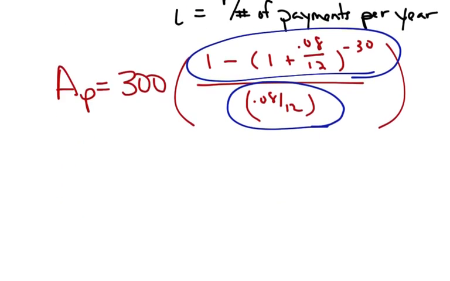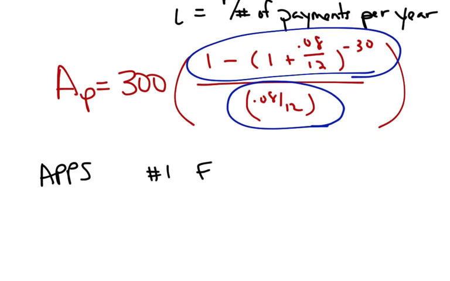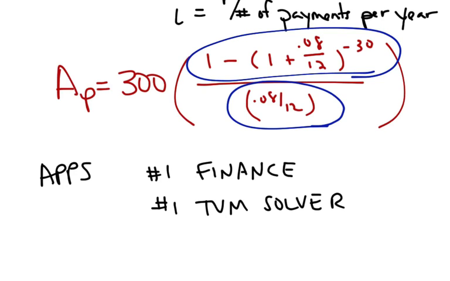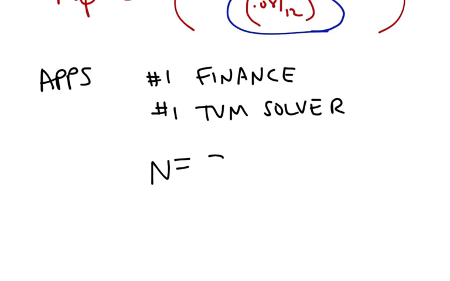In the calculator, we use the TVM Solver. So if you press apps, number 1 should be finance. You press enter. Then number 1 should say TVM Solver. So you press enter. N is the number of payments, so you'll put in 30. I% is your interest, not as a decimal. So you would just put in 8. It'll turn it into the decimal for you.